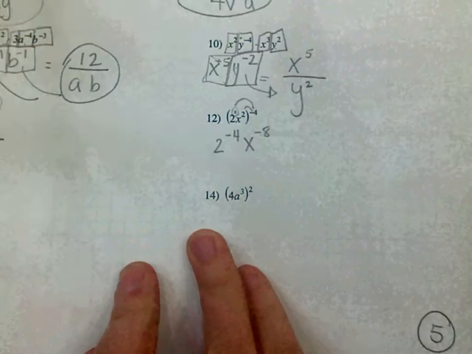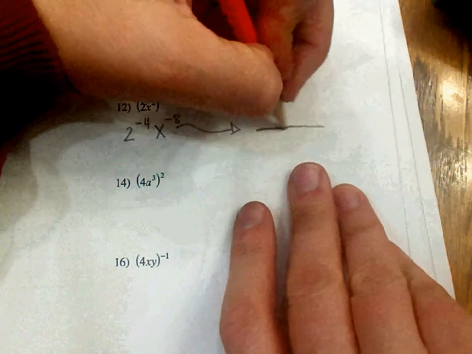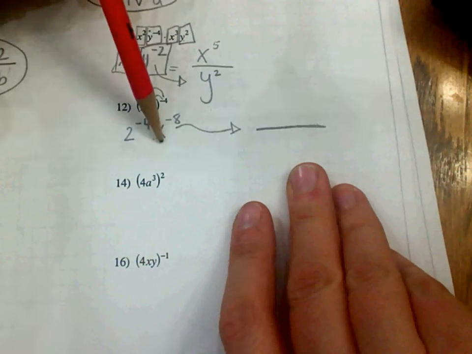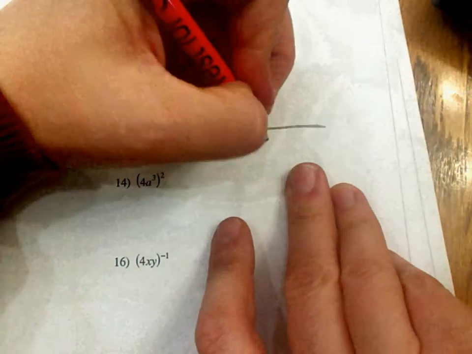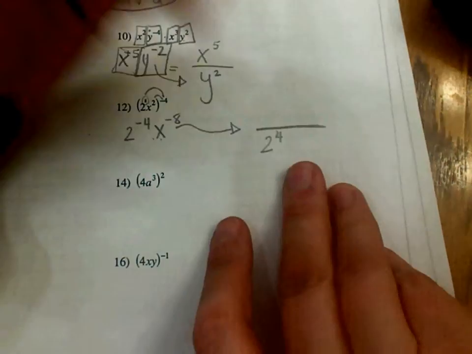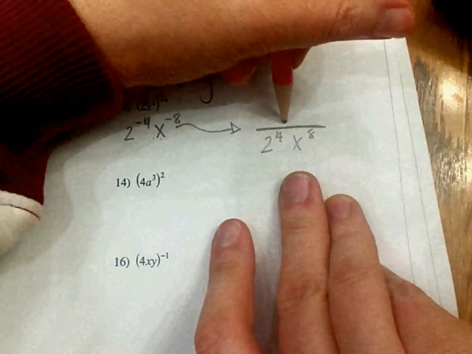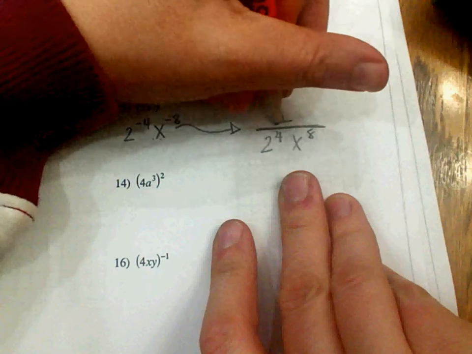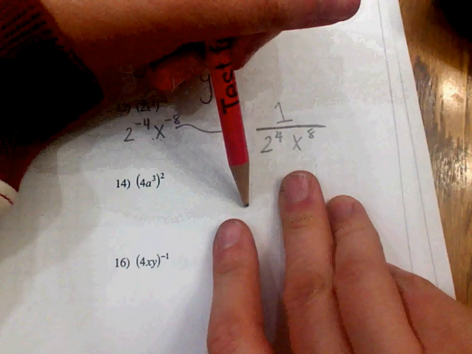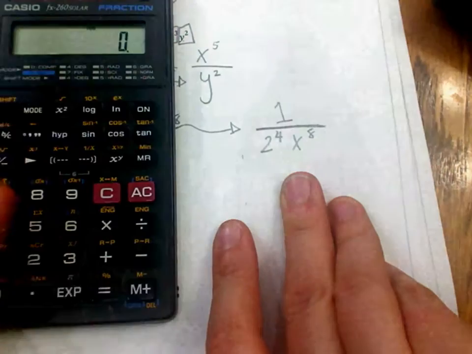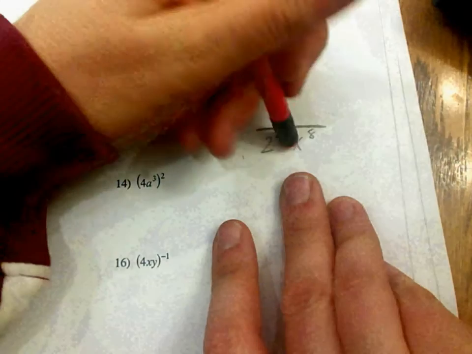Ooh, I got 2 negative exponents here, so I definitely need to make a fraction. I'm going to write it over here. Both of these have negative exponents, so I need to put them both on the bottom. That's how they're going to become positive. So 2 to the 4th, positive. X to the 8th, positive. There's nothing left on the top, so I can just write a 1 here so it doesn't look weird. And then 2 to the 4th power, that's 2 times 2 times 2 times 2. 2 exponent 4, 16. So I'm going to change that to a 16.